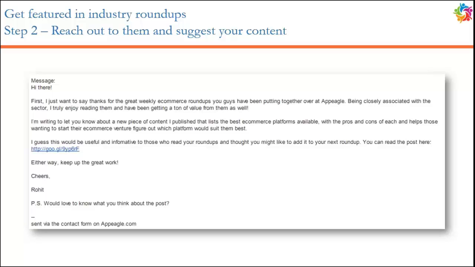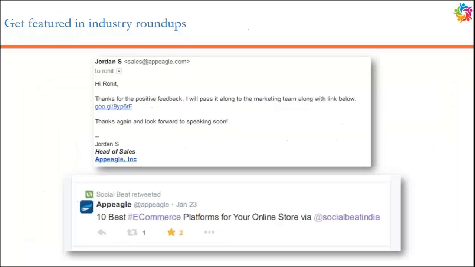Probably just give them a heads up that it's there. They know the content is there. You don't have to tell them directly, sometimes, that please add it to your roundup. You can just tell them that this content is there. If your content is 10x and if it's really useful, they'll automatically pick it up and add it. Right? So you can see the result as well here. So they come back. This is one of the outreach emails that work.